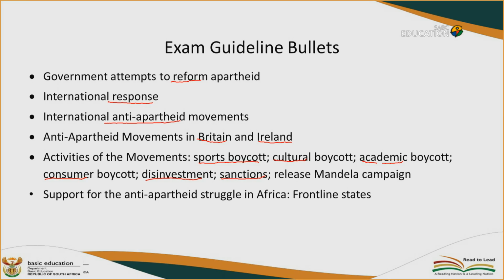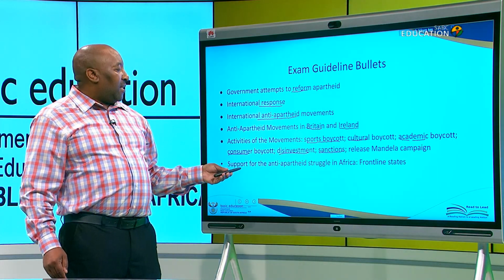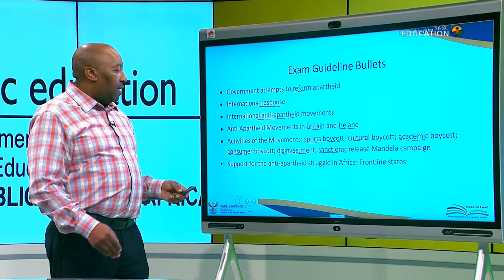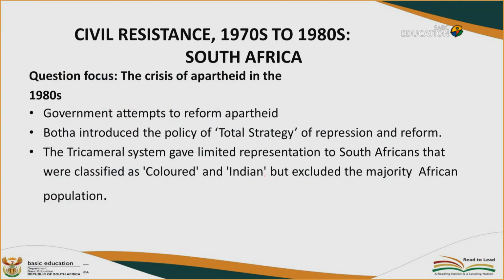Then we will also, in our exam guideline, focus on how the frontline states assisted the international movement in dismantling the apartheid in South Africa. We will then focus on our next item. Now, as we have indicated in the exam guideline, in the 1980s, South Africa was under a tremendous pressure to look into how they should focus in dismantling apartheid, as well as the international community reacting to that.